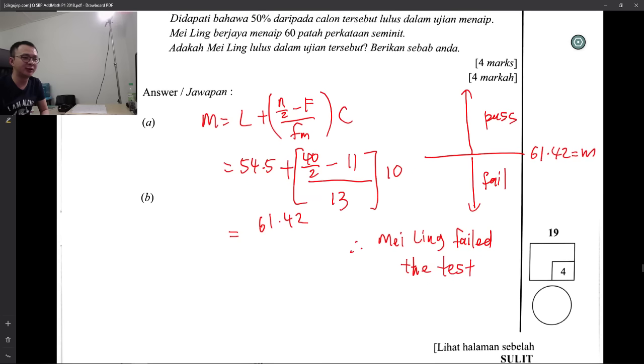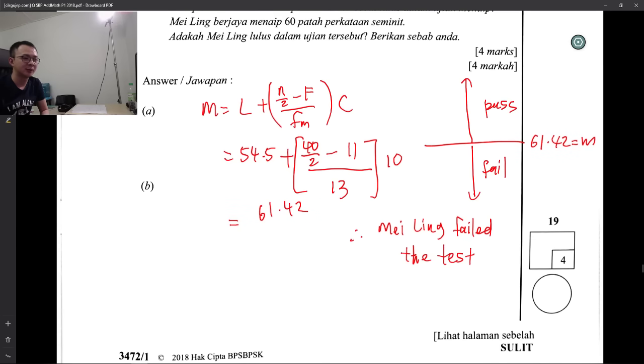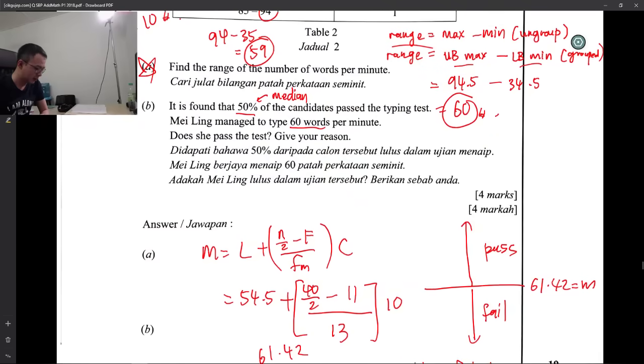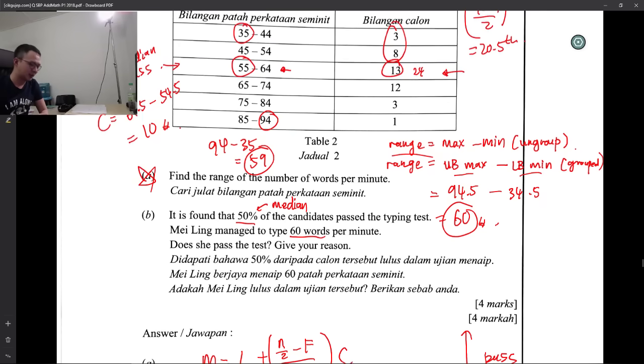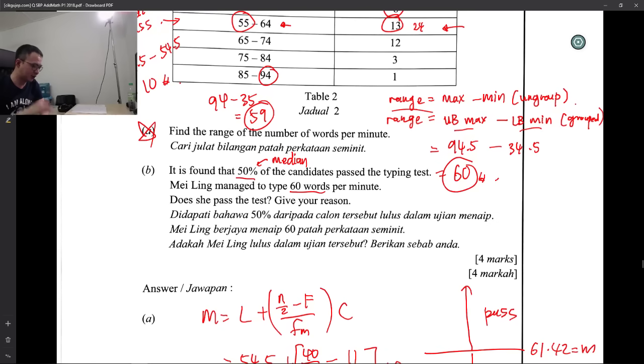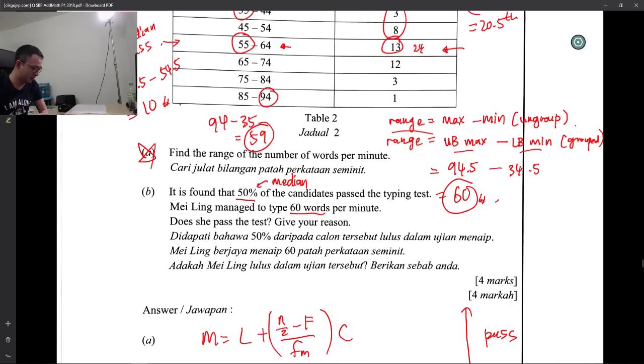Alright, so yeah, because 50% is a median. Because I checked the marking scheme. The marking scheme actually used the upper bound, but then I see the working they are still using the median formula. So I guess maybe some typing error in the marking scheme there. And for the median formula, I don't think you need any midpoint.